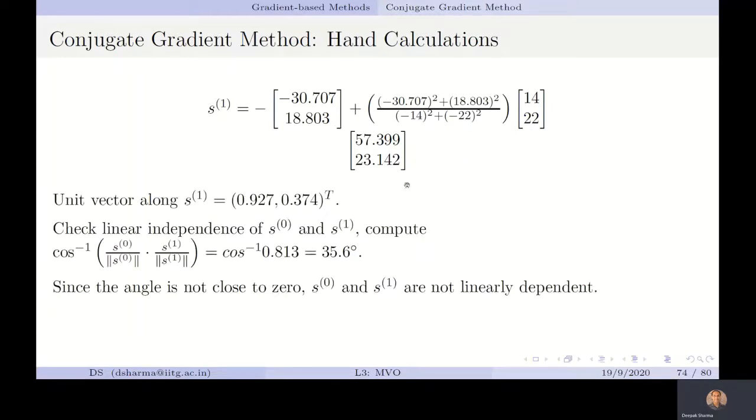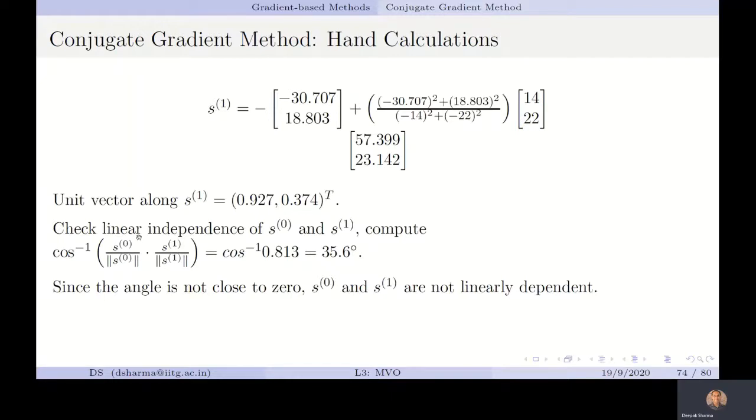Since the vector is known to us, we change it into the unit vector along S1. It is important to note that, since we are performing a unidirectional search, in this method as well as in the previous methods, as and when we have to perform a unidirectional search, we first convert our direction into a unit vector, and then we use it for the unidirectional search.